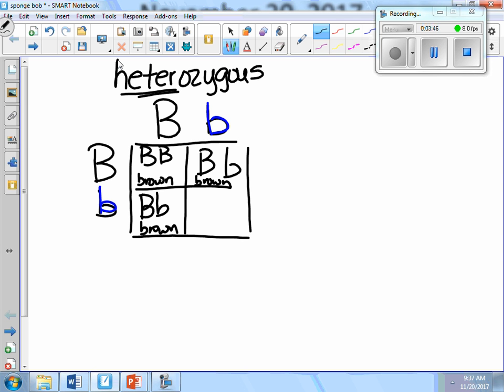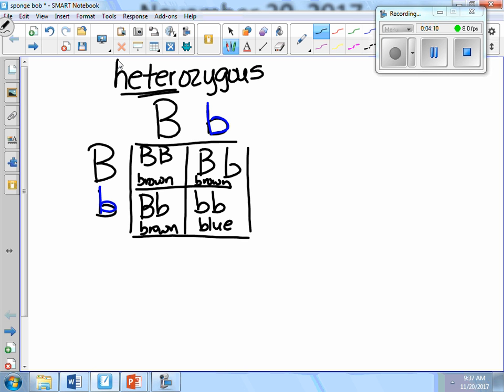What goes here? How do you know that? Yes, you're going down and across. What color is this? 2 lowercase b's are going to be what color? How do you know that? Yeah, they're both recessive. Excellent job.